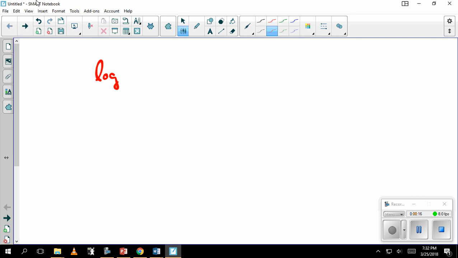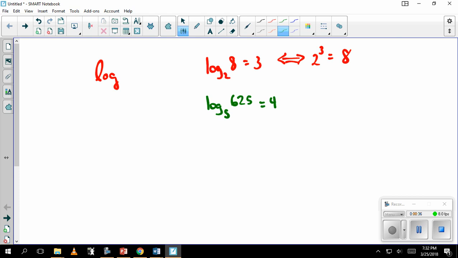First, a quick review. A logarithm, for example, log base 2 of 8 equals 3, and the reason that it equals 3 is because 2 to the third is 8. Or another example, log base 5 of 625 is 4, and that's because 5 to the fourth is 625. So that's basically what a log is doing.